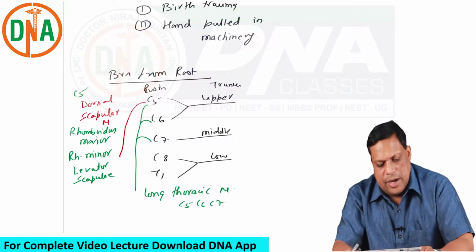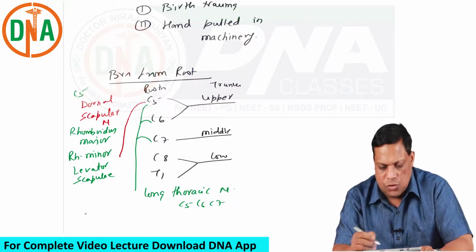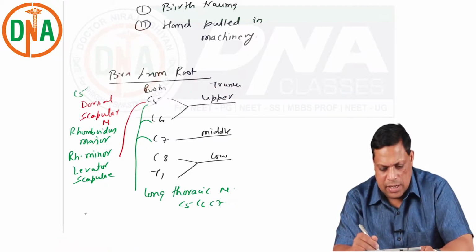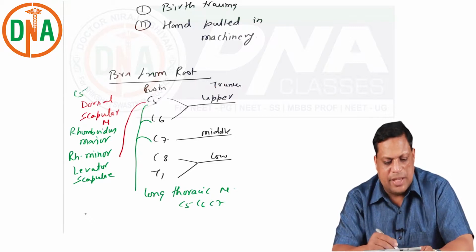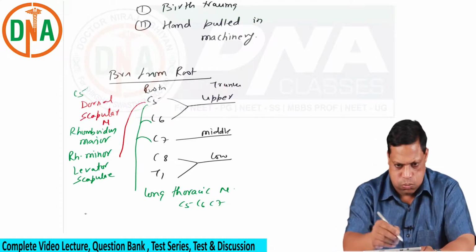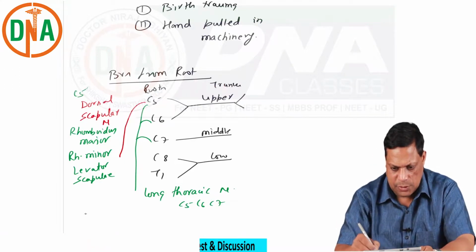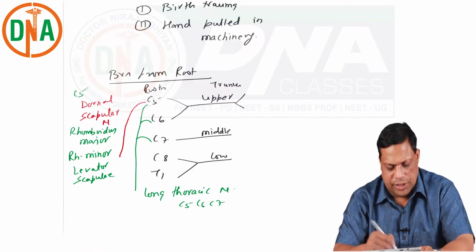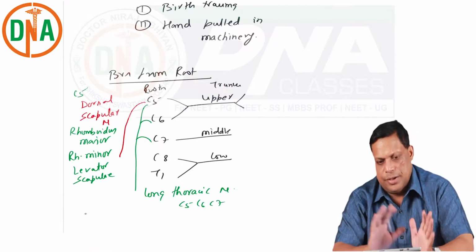These muscles are supplied by the dorsal scapular nerve. If injury occurs in the upper trunk, then the dorsal scapular nerve will be spared because it arises proximal to the AIIMS point. This is the AIIMS point. So proximal to the AIIMS point, this nerve arises. That is why it is spared.